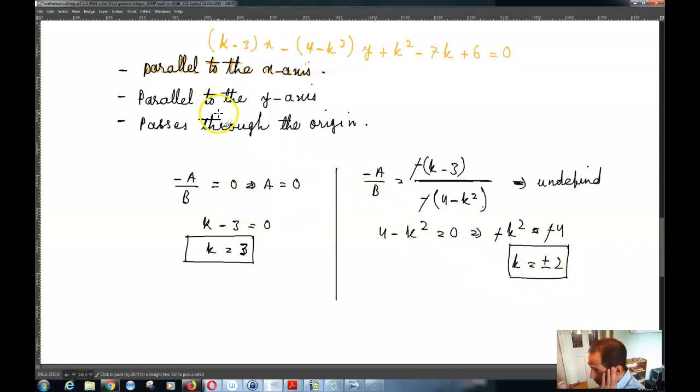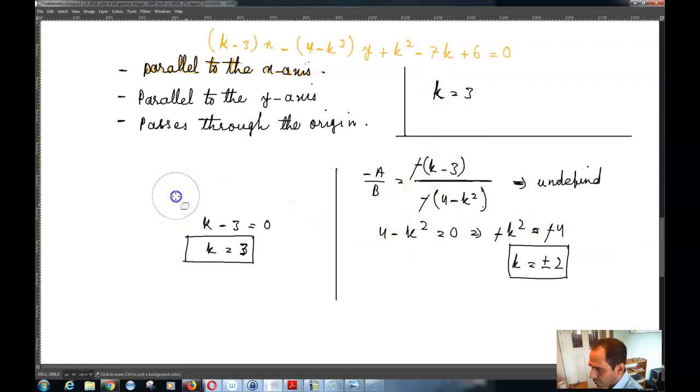So that is basically for the second part. Now the third part, we want the line. So the first part, I write it over here so I can have some space: k is equal to 3. That is the first part. So for the third part, you want the line to pass through the origin. If the line has to pass through the origin, that means that the origin, 0, 0, has to be on the line. That means it has to satisfy the equation.